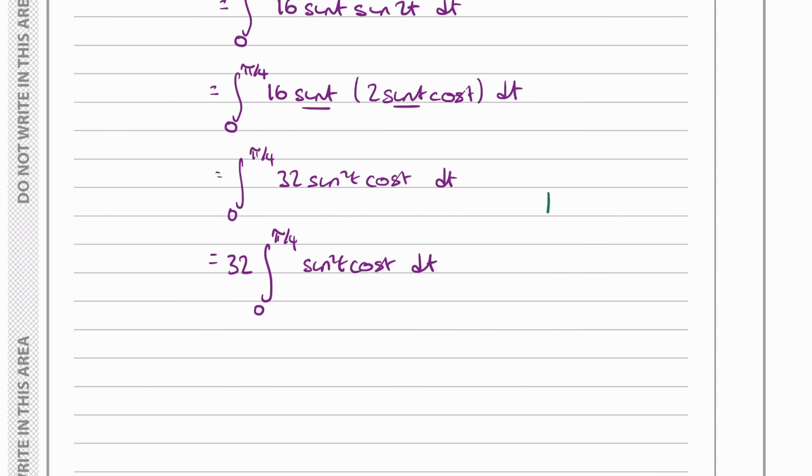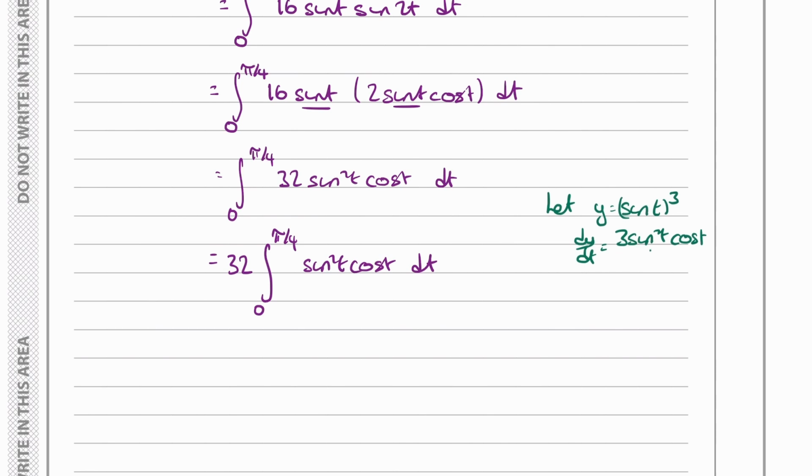So if we let y equal the integral of this bigger function, so sine t cubed, then dy by dt will be 3 sine squared t multiplied by the derivative of sine t.